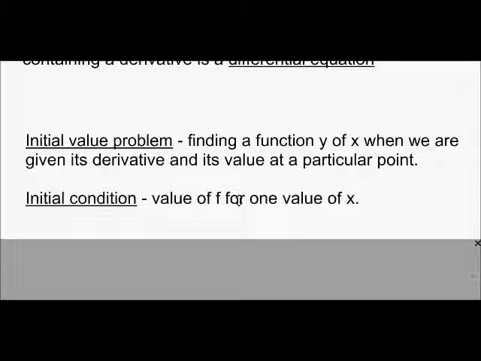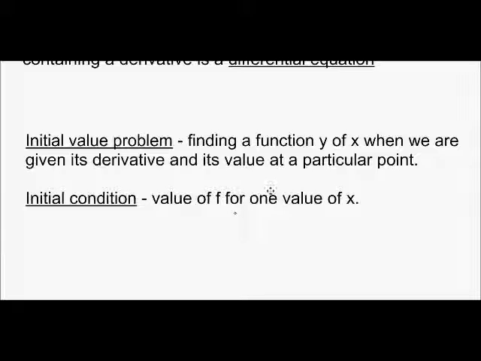Another definition for you, an initial value problem. This is finding a function y of x where we are given its derivative and its value at a particular point. You've seen before in this class, I could give you the derivative of a function and a point that the original function passes through. Then when I ask you to find the function through that point, this is an initial value problem. We've already seen these. The initial condition would be the value at the particular point through which the function passes.